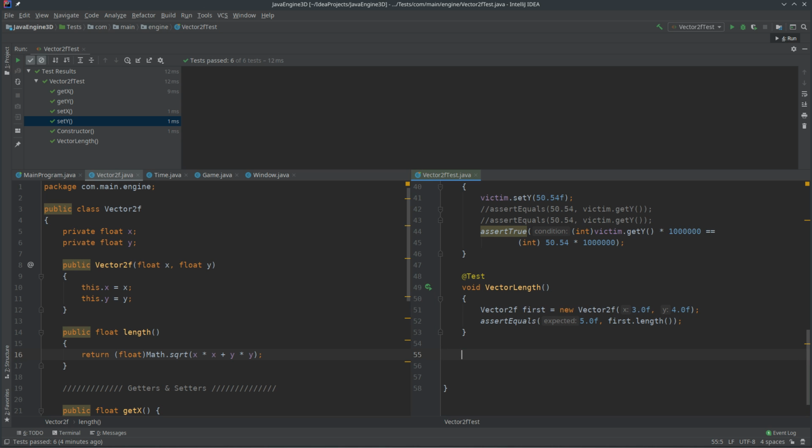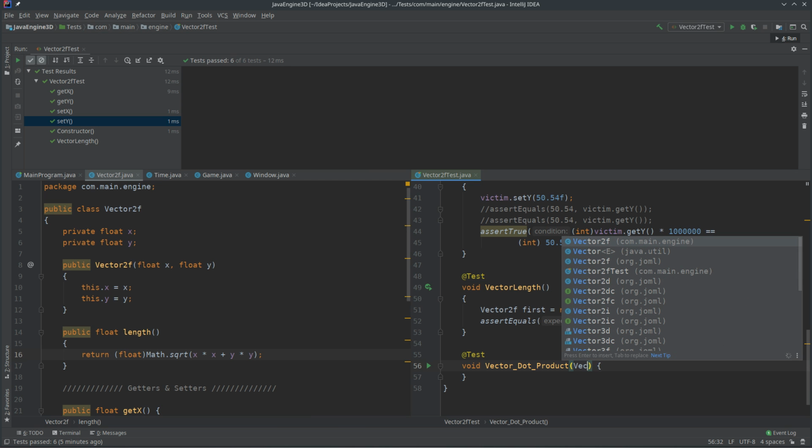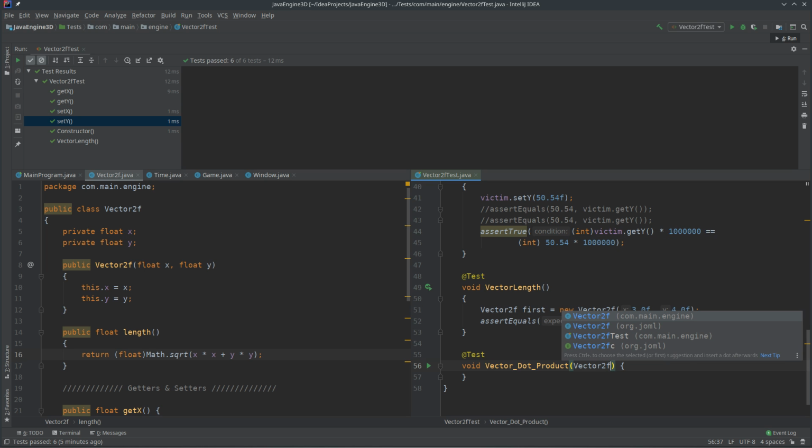Right, let's do the next one, shall we? It's alt insert, is it? I'm getting used to this now. Yeah, test method. What name should we have for this one? Vector_dot_product. Do I need anything in the brackets? Yes, you're dotting two vectors together. So I will need a Vector2f, which we are going to call right. That's the right hand side. Yep, that'll do for that.